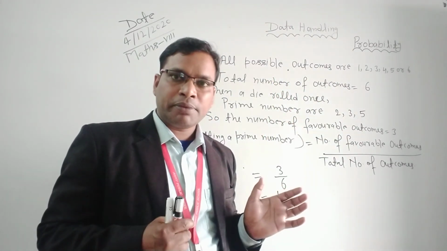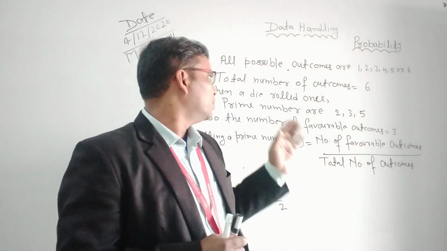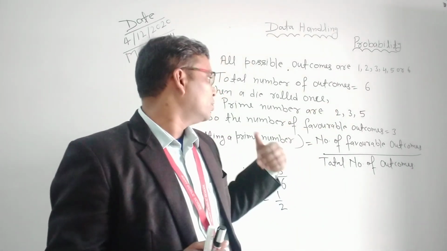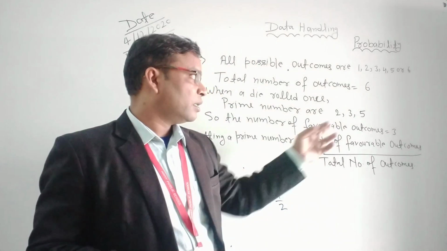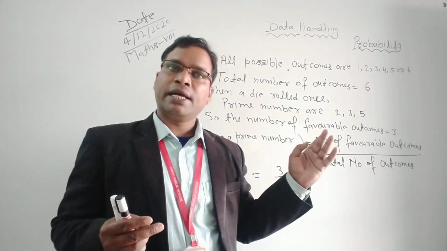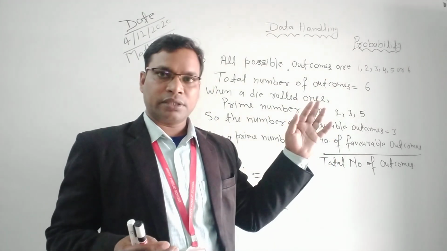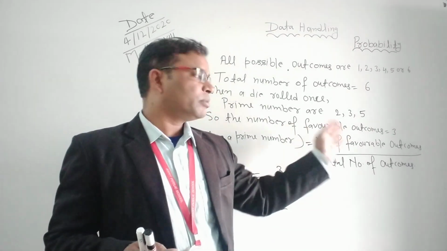Why are they our favorable numbers? Because we need to find the probability of getting a prime number. So 2, 3, 5 are our favorable numbers. So the number of favorable outcomes is 3, because when we throw the die we obtain 2, 3, 5 as prime numbers, and 1 and the other numbers are not. So here the number of favorable outcomes is 3.